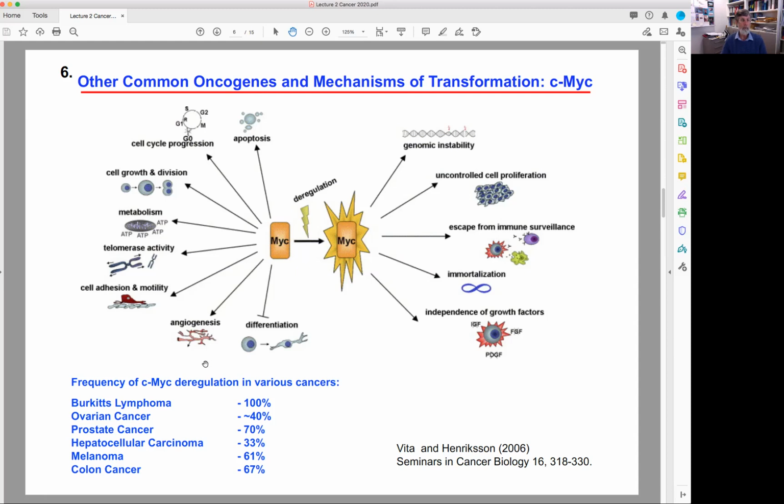So c-MYC dysregulation is common in many cancers. We've got the frequency here of c-MYC deregulation in various cancers. You can see in Burkitt's lymphoma, it's always deregulated. But in other cancers like ovarian, it's about 40%, prostate cancer about 70%, hepatocellular cancer, in other words, liver cancer, about 33%, melanoma of the skin, around 61%, and colon cancer, around 67%. So again, in many cancers, we get this deregulation of c-MYC. So let's see how this can occur.